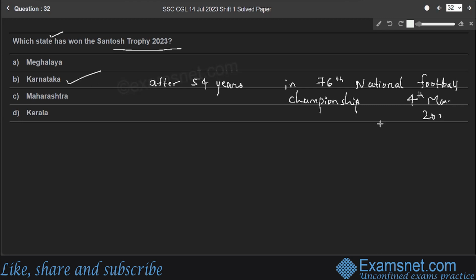This is the first trophy for Karnataka since 1968. The last time they won the trophy was as the princely state of Mysore. This is the 4th time that the state won this trophy. So option B is the answer.